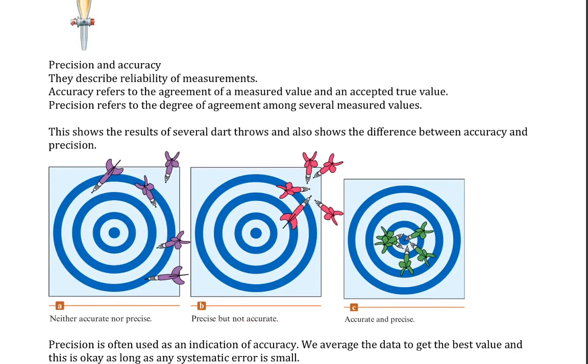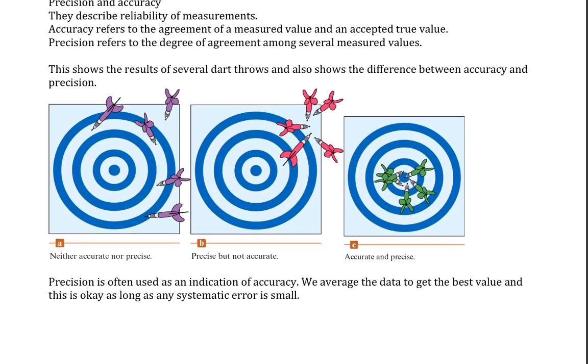Precision and accuracy, there's a slight difference between those two terms. They both describe the reliability of measurements. The slight difference comes in by these definitions. Accuracy refers to the agreement of a measured value and an accepted true value. So a measured value would be the one, for example, we would make in the lab, and then we compare it to the accepted true value. The closer we are, the better is our accuracy.